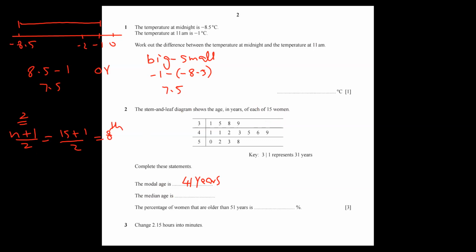We cannot count from here. Why, sir? Because the smaller value is 31, not 39. So start from here and count to the eighth place: 1, 2, 3, 4, 5, 6, 7, and 8. This is my answer. So 4 from here and 3 from here, so 43. So 43 years is our answer. Alhamdulillah rabbil alameen, we have done this as well.